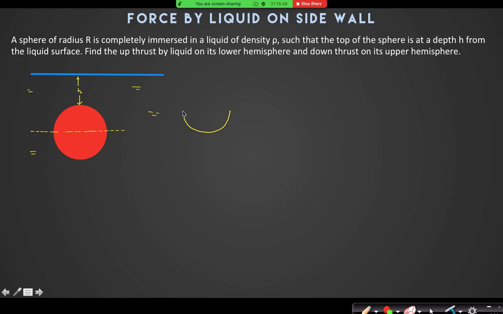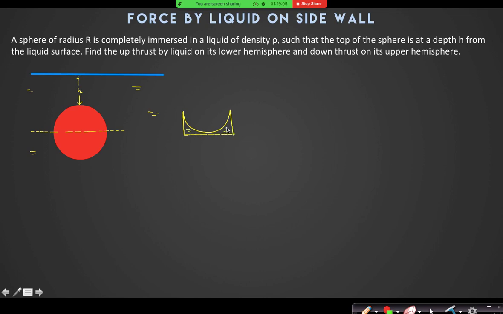Rho g into h plus 3r by 2 into pi r square by 2. So this is the upthrust, and rho g into h plus r by 2 into pi r square by 2 is the down thrust. Okay. So can I draw the free body diagram of this liquid?